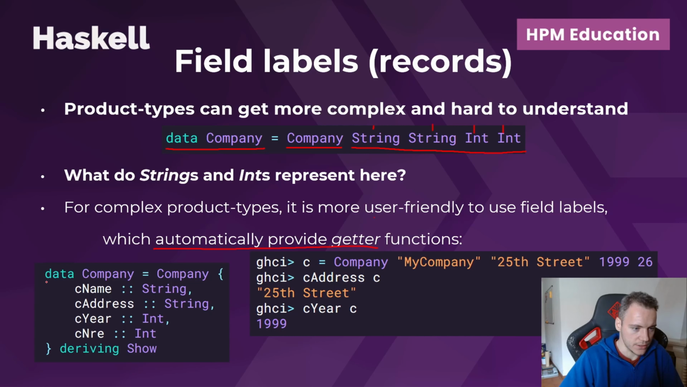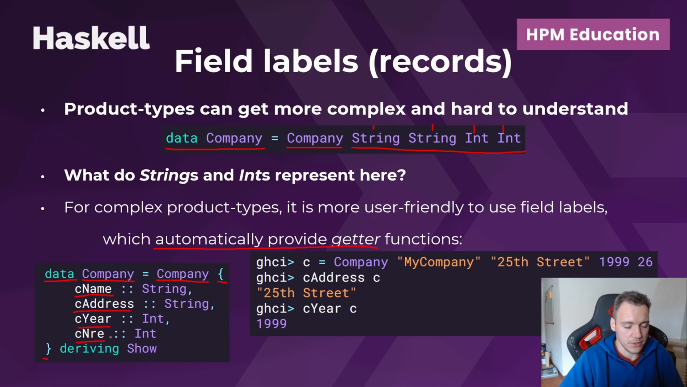So the syntax is a bit different, and we still use the keyword data. We say our type constructor is company, and on the right side of the equation we have company, the data constructor, and then here we open the curly braces, and inside the curly braces we put our fields with their respective types, but we give the fields names. Okay, so here I have C name, C address, C year, and C NRE.